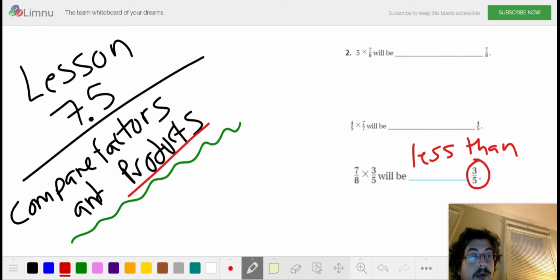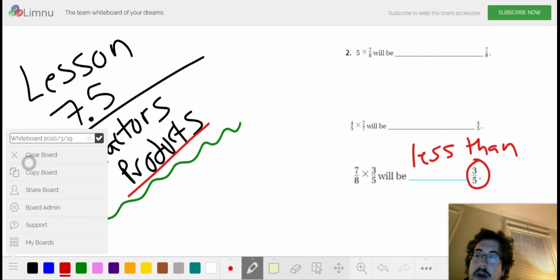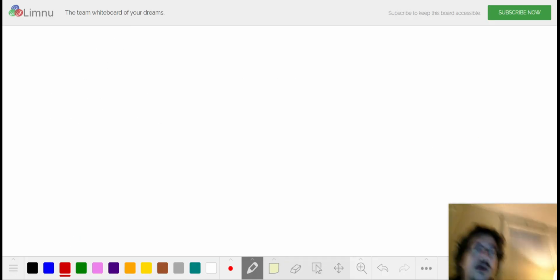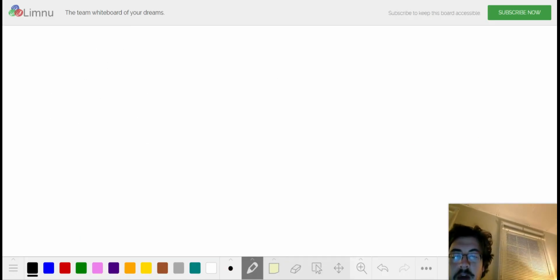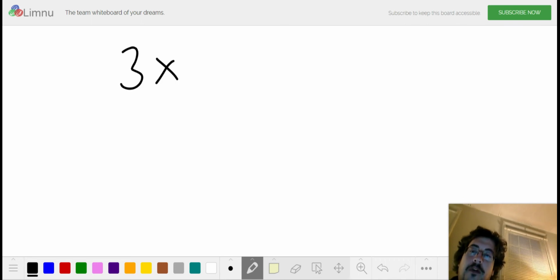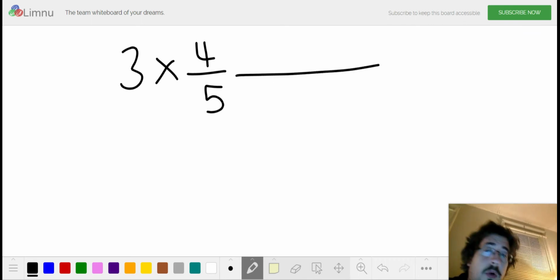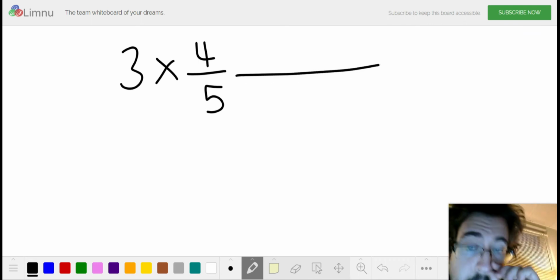And that can help us answer this question too, whether or not our product's going to be more, less, or equal to the other factor. So I'm going to give you guys an example of that. Let's say, for instance, you want to know if 3 times 4/5 is going to be more, less, or equal to 4/5. Okay.